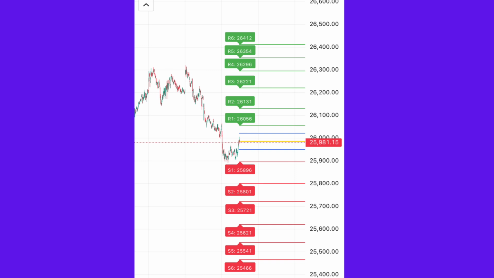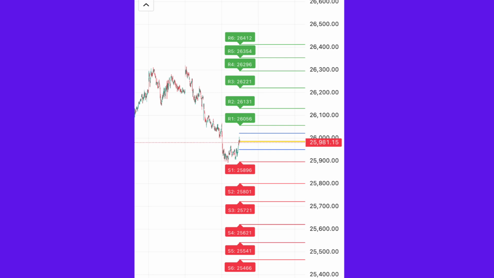Current market structure. Let's look at the chart in front of us. Nifty is currently trading near 25,981, very close to our initial midpoint levels. The price action shows a sharp recovery from lows, but there is still heavy overhead supply that we need to consider. Resistance levels break down.